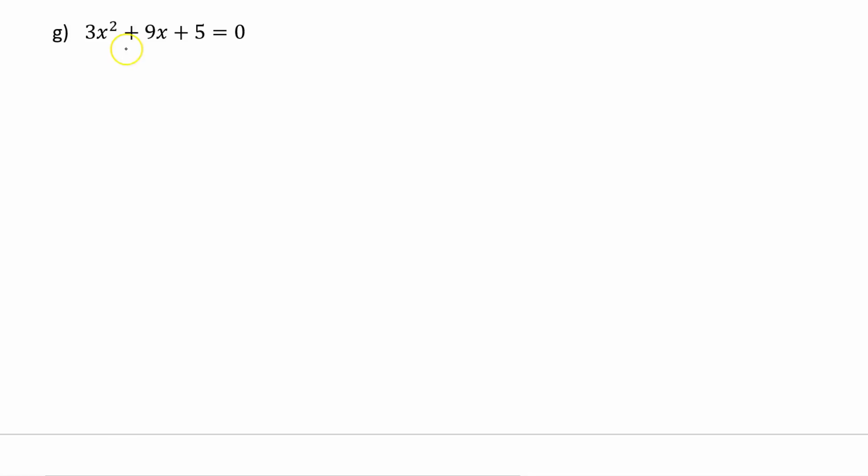Now this is a kind of harkening back to dividing by a specific number, so let's do that. Since there is a coefficient of 3, I want to divide all the terms by 3.